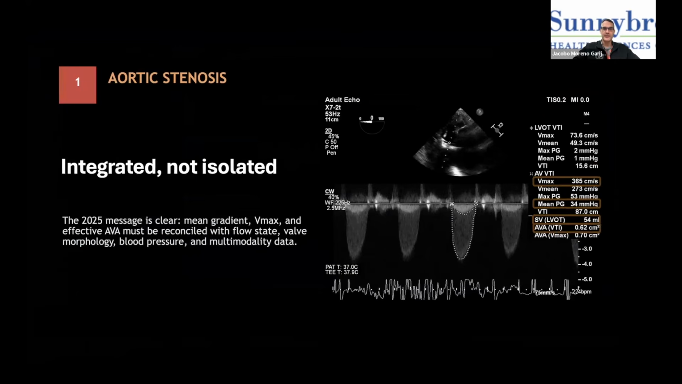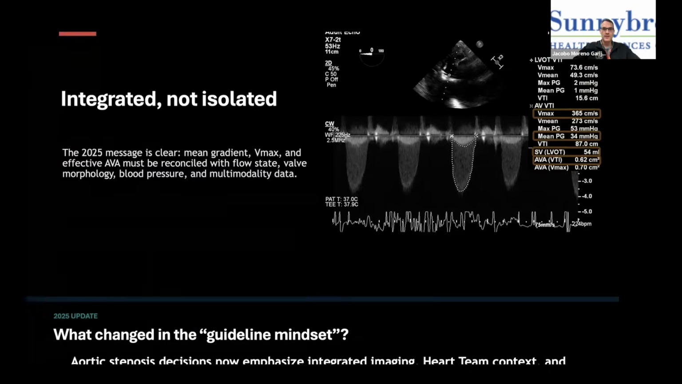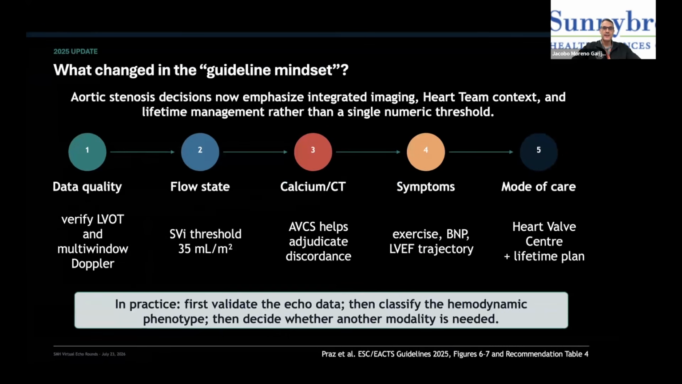So first, aortic stenosis. The recommendations from the 2025 guidelines are very clear: you need to do something integrated and not an isolated measurement. As an example, on the right-hand side, you have several velocities and mean gradients that are not matching severity, while the aortic valve area is matching severity, but the indexed aortic valve area is not matching severity, and we have a stroke volume. What are we going to do with those?